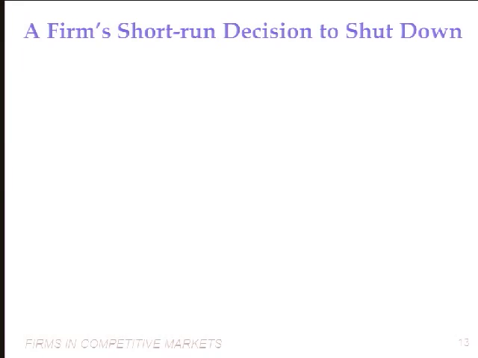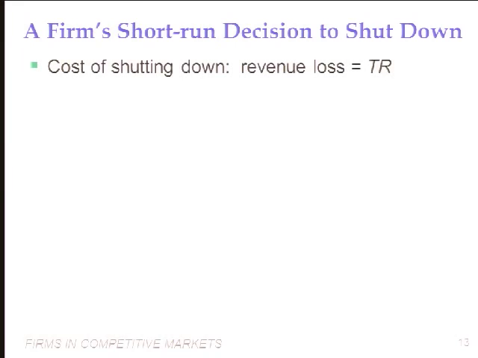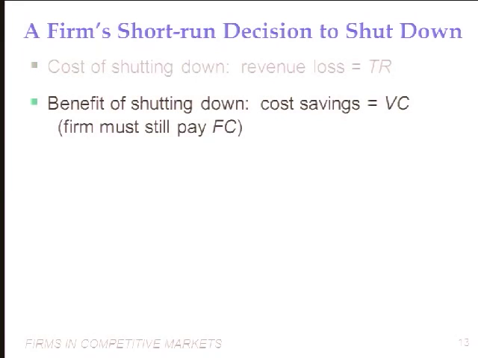Okay. The cost of shutting down, what do you lose? You lose whatever total revenue could be generated by the market price times the quantity that you sold. So you lose the total revenue. The benefit of shutting down is that you don't have any variable costs, right? So all the variable costs will be avoided. But you still have to, in the short run, pay the fixed cost. So one should shut down if the total revenue is less than the total variable cost. That's what those first 2 points imply, and it's common sense, right?